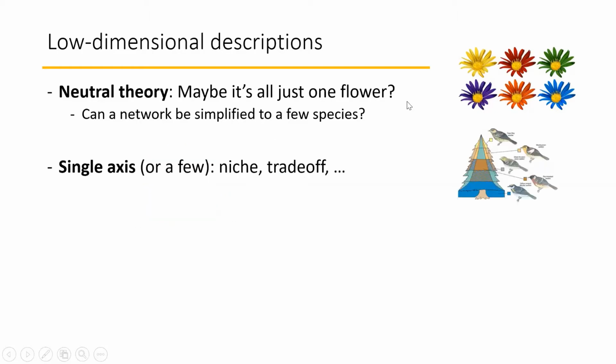Another kind of simplification is what I call here a single axis. So it could be a niche, for example. There are many species of birds, but the reason they can coexist is because they live in different parts of the tree. There are different trade-offs, Arrhenius trade-offs, competition-colonization, many other suggestions out there for these different axes. The idea is that there are a few of them that allow, for example, for coexistence.